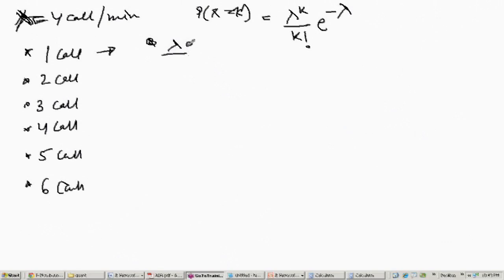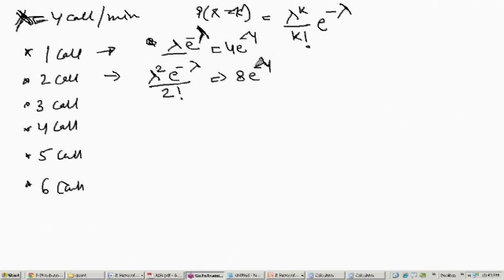Now for 1 call it will be lambda divided by 1 factorial, times e to the power minus lambda. For 2 calls it will be lambda square e to the power minus lambda divided by 2 factorial. So this is 4 e to the power minus 4, and this you have computed: 4 square is 16, divided by 2, so 8 e to the power minus 4. It has increased 2 times.